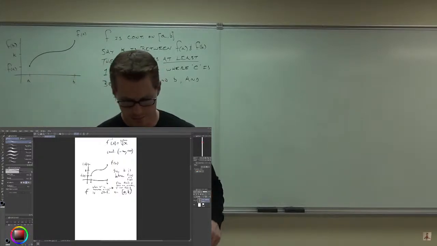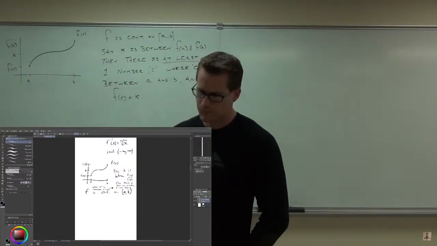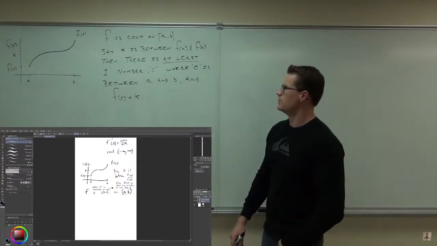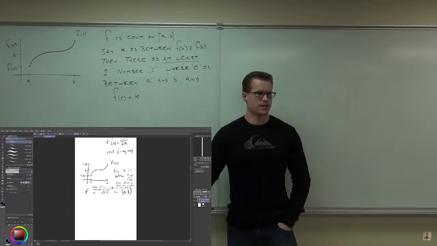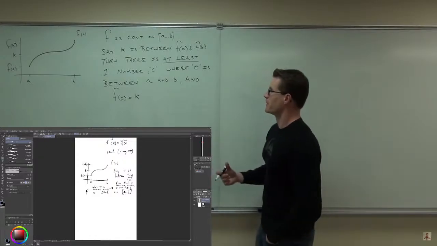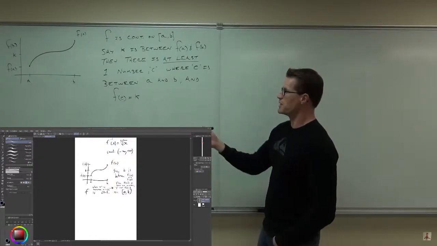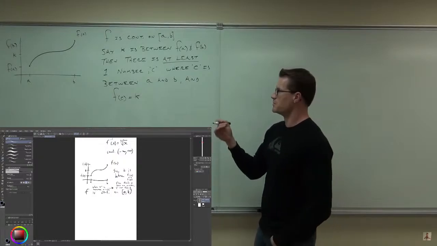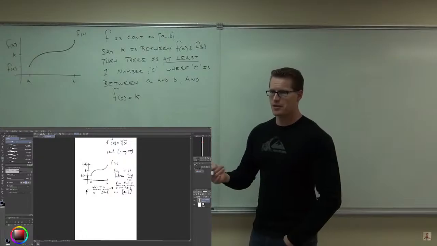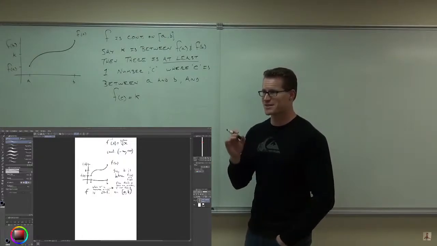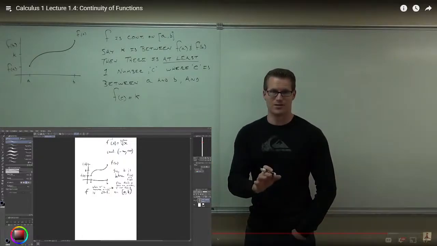And f of C equals K. You want to hear it in plain English because that's kind of mathy, right? It says, well, say K is between f of A and f of B, then there's at least one number, C, where C is between A and B, and f of C equals K. Now that makes perfect sense to me, but here's what it says in English for you if you're like, oh yeah, I don't understand.